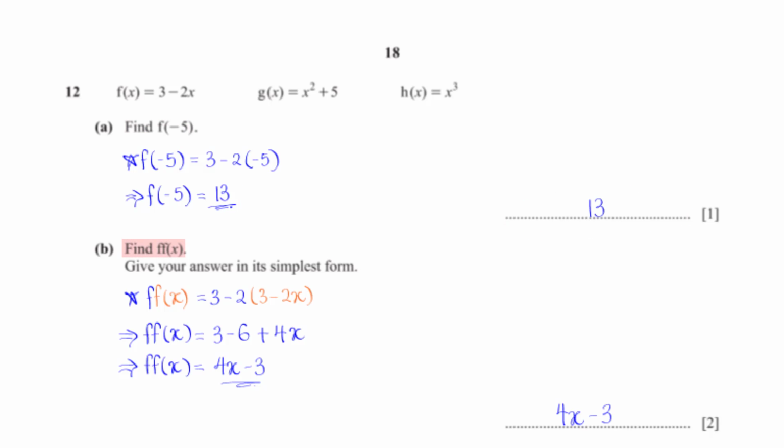Find f of f of x. Give your answer in its simplest form. So to find f of f of x, wherever we see x in f of x, we replace it with the function f of x. And so that gives us 3 minus 2 times 3 minus 2x. And so when we expand the brackets, we have 3 minus 6 plus 4x. 3 minus 6 gives us negative 3. And so we have our final answer as 4x minus 3.